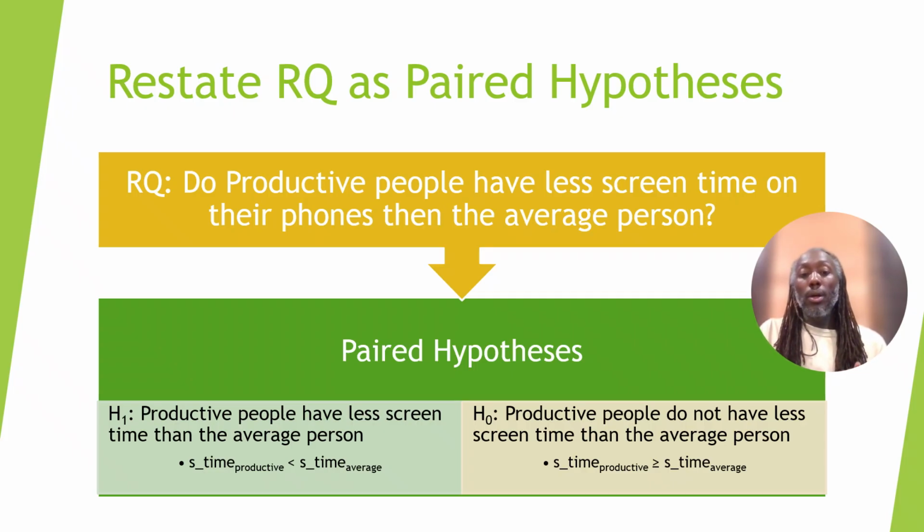Alternatively, we could have our null hypothesis then be the complement, and that would be that productive people do not have less time on their screens than the average person. So in this case, the screen time for the productive person would be greater than or equal to the screen time for the average person.